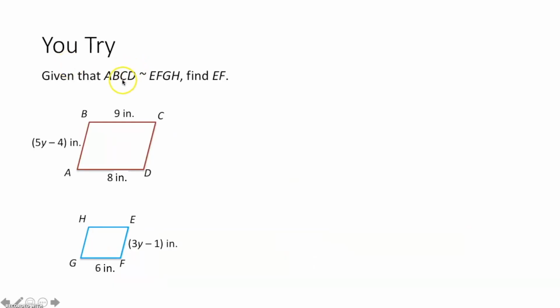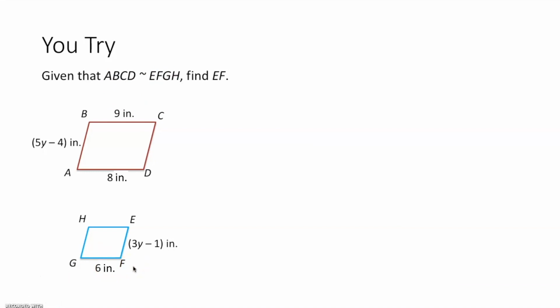Here, we're given that ABCD is similar to EFGH, and we want to find the measure of EF. So again, we are given a similarity statement, so we got to use it. AB right here corresponds with EF, which would be this guy right here. What else are we given here? We're given BC. What does BC correspond with? FG down here.